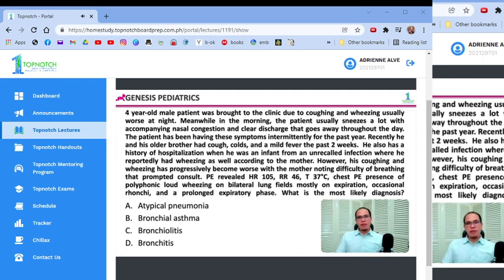Okay, so you have a 4-year-old male who was brought into the clinic due to coughing and wheezing, usually worse at night. So very important yan. So coughing and wheezing worse at night. Okay, in the morning the patient sneezes a lot with nasal congestion and clear discharge that goes away throughout the day. So mas malala po yung sipon-sipon niya saka pagbahing-bahing niya pag umaga pagkagigising. Okay, so this probably points to what case, diba? Allergic rhinitis yan, yung sentence na yan, diba? So na-discuss natin earlier in this session yung allergic rhinitis.